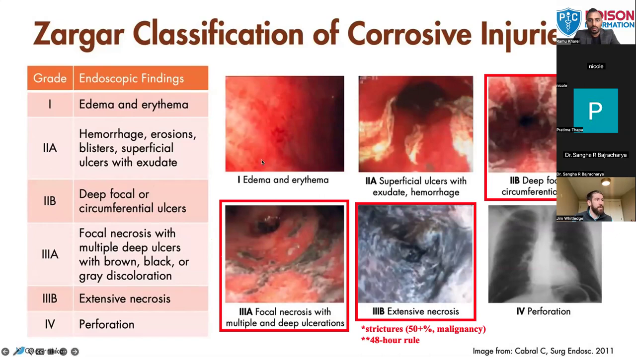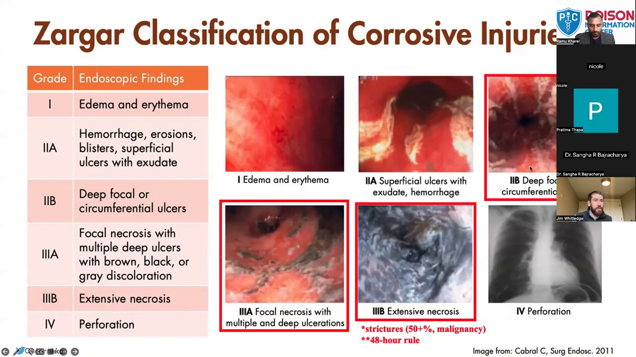And you'll see here, we have grade 1 lesions. These are the least severe, and there's just some edema and erythema of the esophagus. Zargar 2A lesions are when you have some superficial scattered ulcerations and maybe some hemorrhage too. Then when you get to Zargar 2B, this is the beginning of the more severe series of lesions. These tend to be deeper focal ulcerations, and they're oftentimes circumferential. When you get to the 3A category, now you're developing focal necrosis, and then 3B, you're developing extensive necrosis, which is really bad. And then grade 4 is perforation.